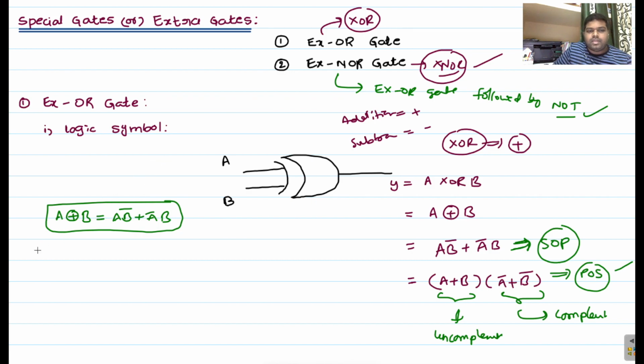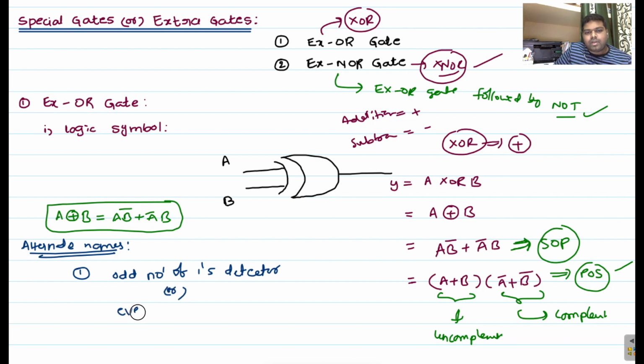One more important thing is the alternate names for this XOR gate. Here I am indicating alternate names. These are very important. Most of the entrance exams focus on these alternate names. The first one is odd number of ones detector, and otherwise even number of ones detector.